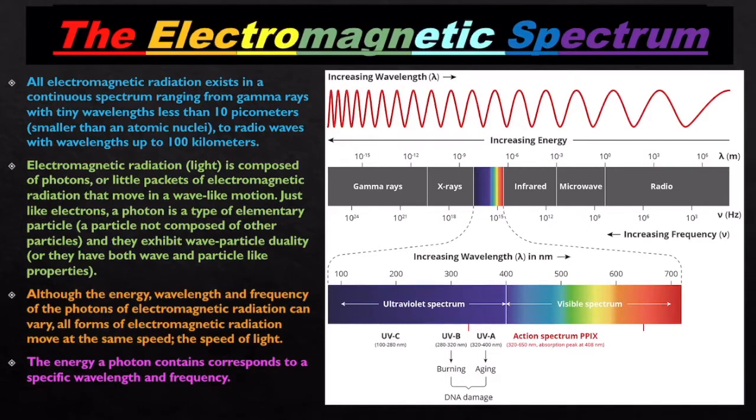Electromagnetic radiation, or light, is composed of photons, and these photons are little discrete packets of electromagnetic radiation, and they move in a wave-like motion or pattern. And just like electrons, a photon is a type of elementary particle, which means that it's a particle that's not composed of any smaller particles.